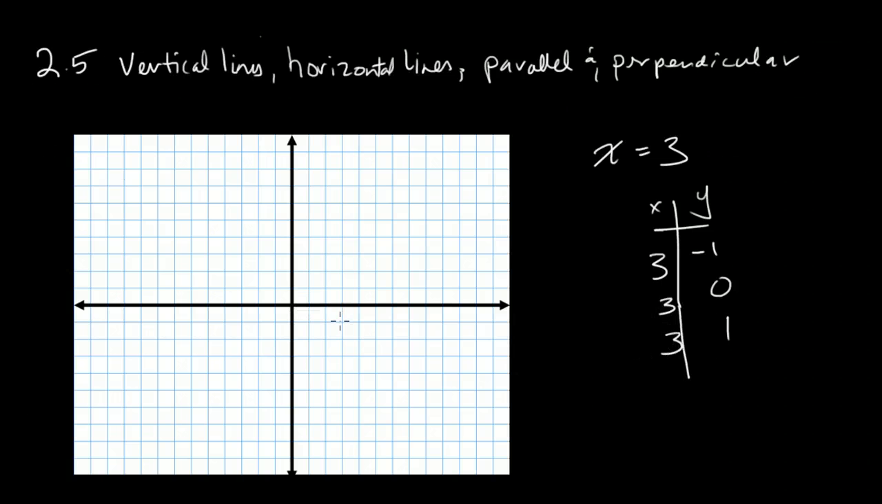So we'll go to 3 and to -1. We'll put a point there when y is 0 and when y is 1. In all of those instances, x is equal to 3. So what we essentially have is a vertical line.